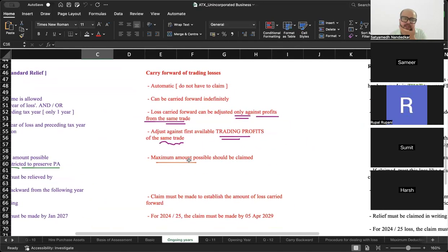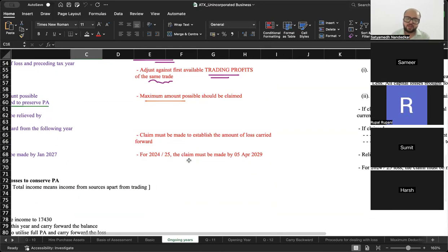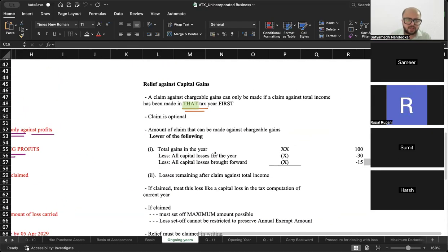Okay. If you are carrying forward the loss, it is an automatic carry forward. It can be carried forward indefinitely, and losses carried forward can be adjusted only against profits from the same trade. If you are adjusting it in the current year, you can adjust it against total income. When you are carrying it forward, you can adjust it only against the trading profits, nothing else. And the maximum amount possible should be claimed. A claim must be made to establish the amount of loss carried forward and adjust the amount, and then if there is still any unrelieved loss, you can carry it forward to the next year.